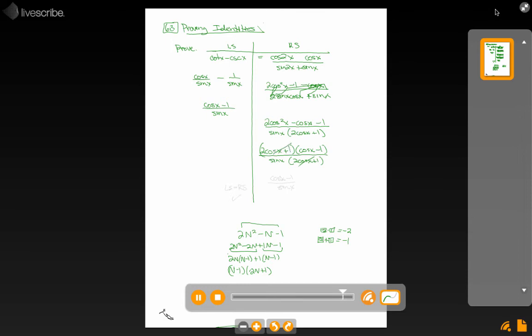The beauty of factoring things is once factored, common factors can go away if they're on the top and the bottom, and I'm left with (cos x minus 1) divided by sine x. Beautiful place to be, because the left side equals the right side, and we've proved it.